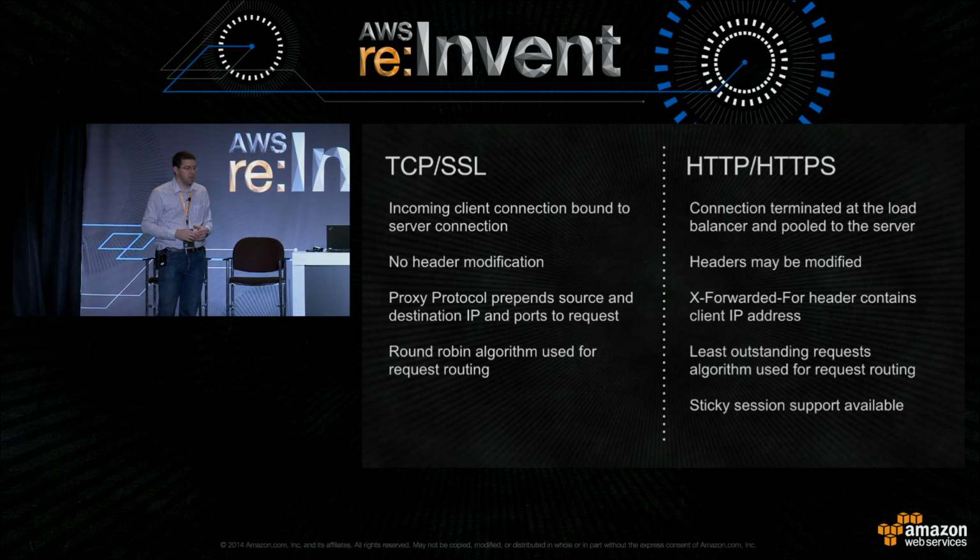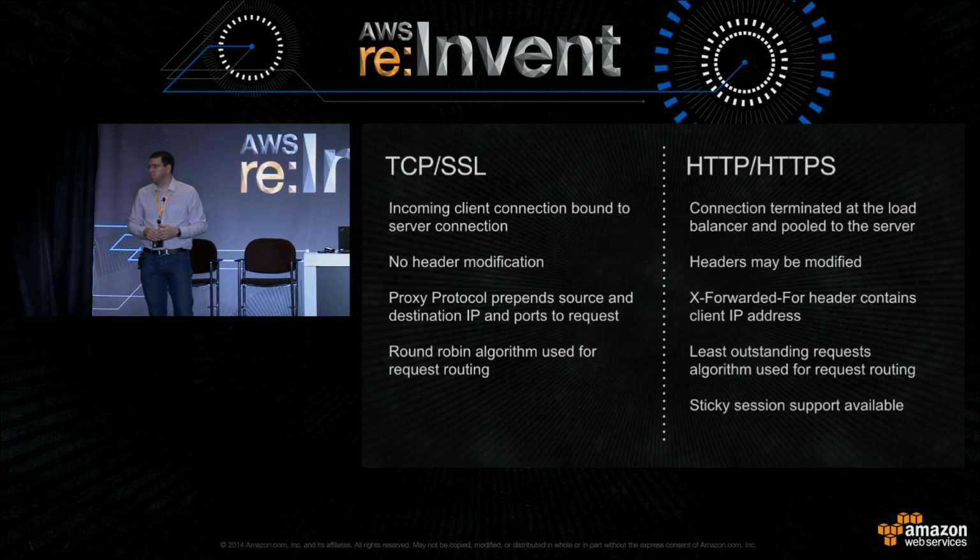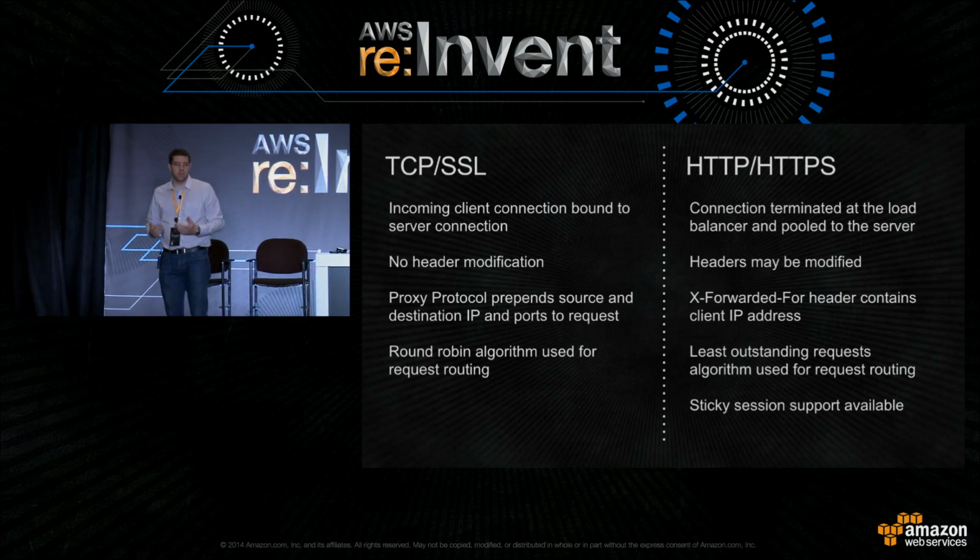If you're using SSL, you can do SSL offloading on the load balancer using TCP. If you want to do SSL offloading on the backend and not on the ELB, you can just set up a TCP load balancer straight through from the front end to the back end, and then you can handle the SSL yourself.